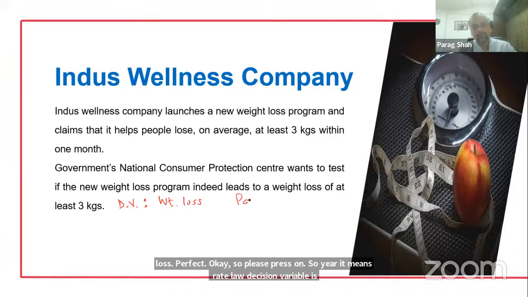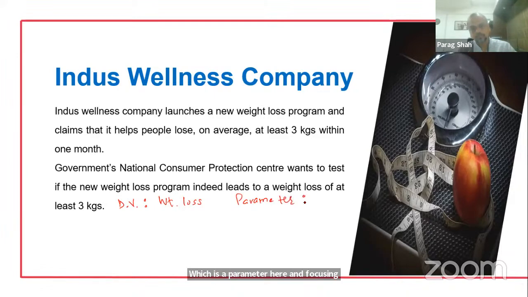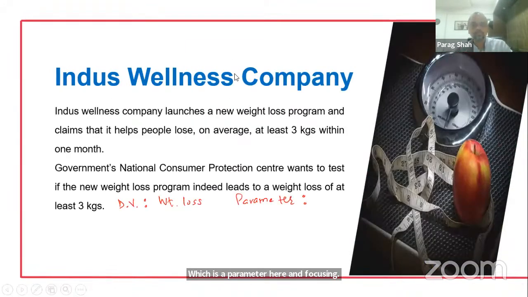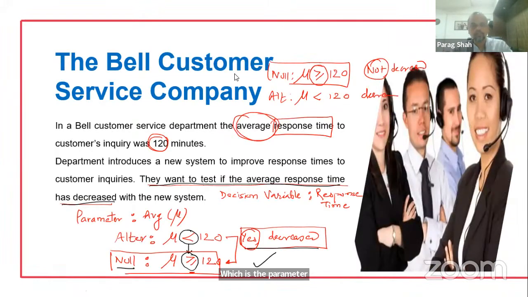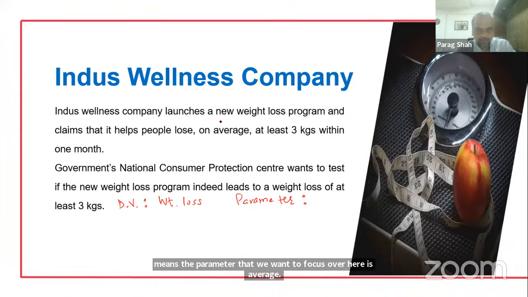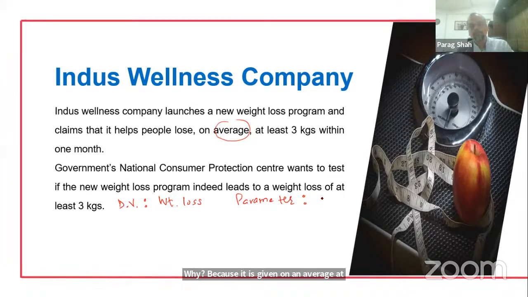Which is the parameter we are focusing? Which is the parameter? Parameter average. Yes, Tessie. Perfect. So that means the parameter that we want to focus over here is average. Why? Because it is given on an average at least 3 kg. So my parameter is average.